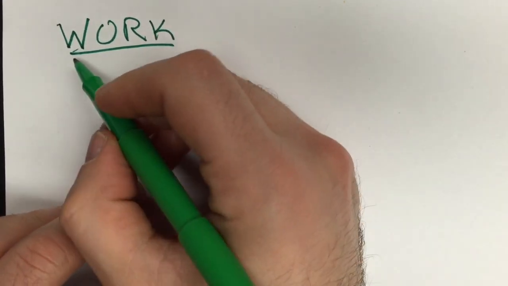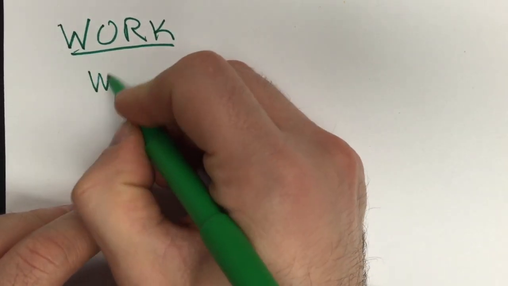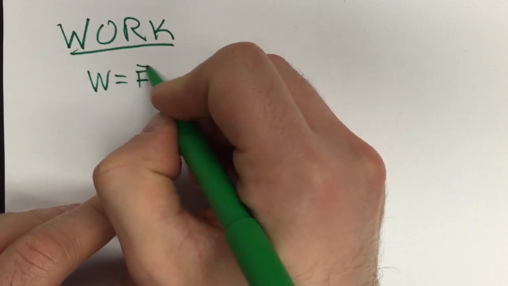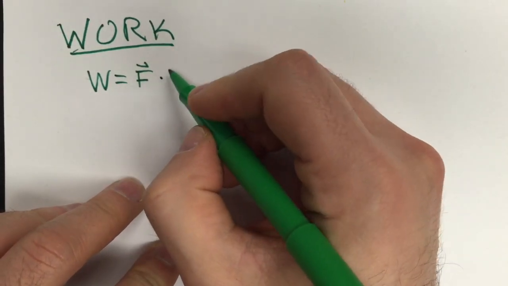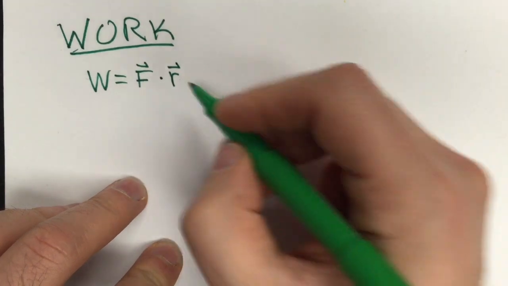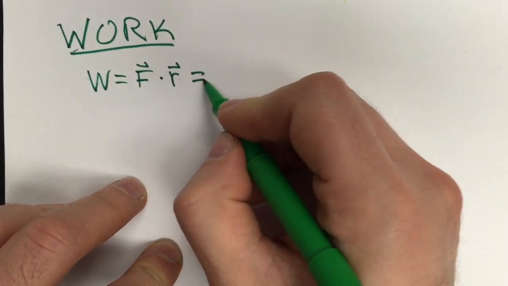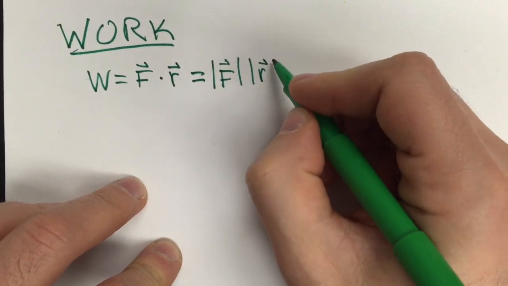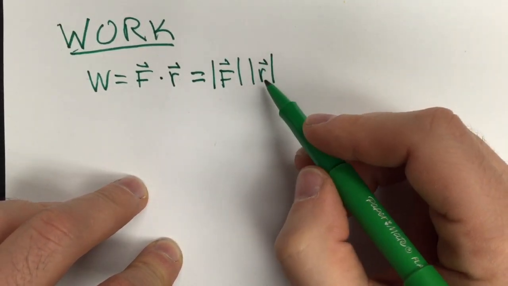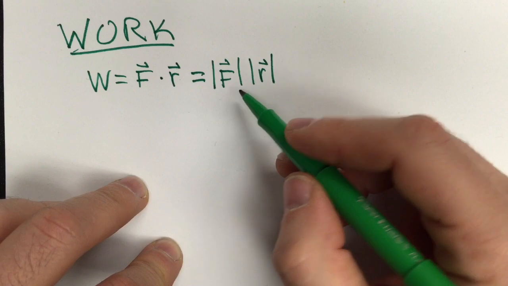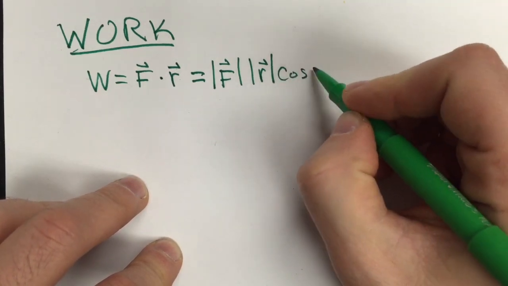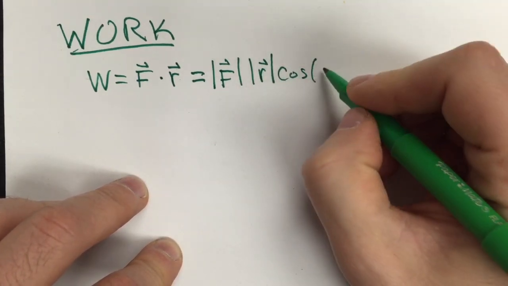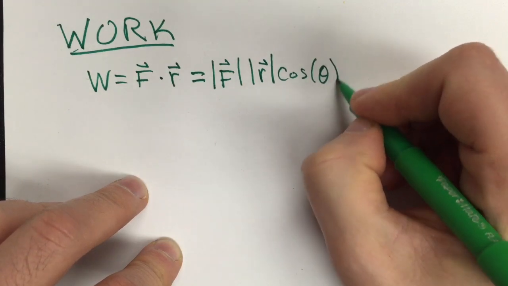All right, let's talk about work. So work is just a force vector that pushes some object over a displacement r vector. Or you could write this as the magnitude of that force times the magnitude of the displacement over which the object moved that the force was pushing on, times cosine of the angle between these two vectors.